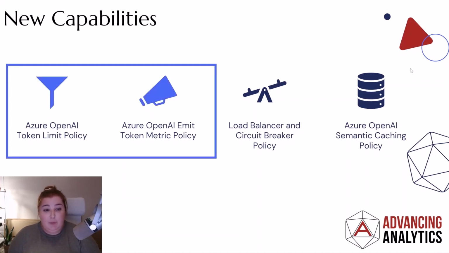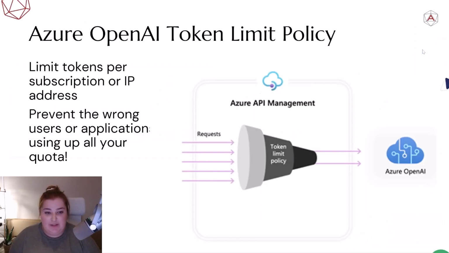The two main capabilities I want to talk about are the token limit policy and the emit token metric policy, but there were two other announcements: the load balancer and the semantic caching. But I'm focusing on the first two because they fit within 5 minutes and they are super easy to get up and started with.